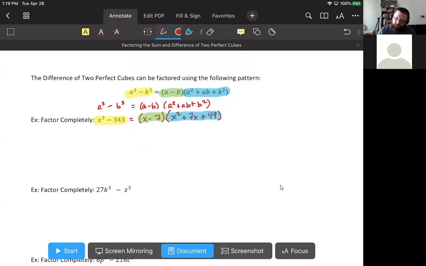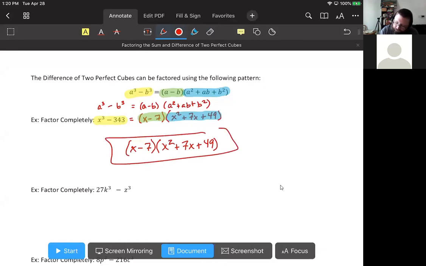And that is that entire, that's as hard as that problem gets right there. That's our final answer. So x minus 7, x squared plus 7x plus 49 would be our final factored form for that binomial.